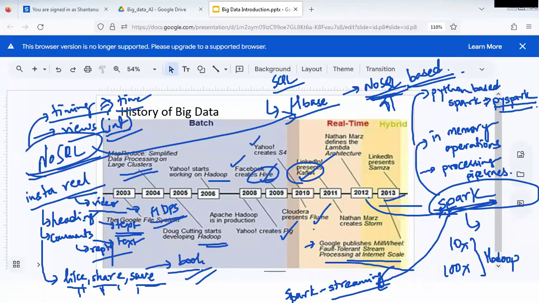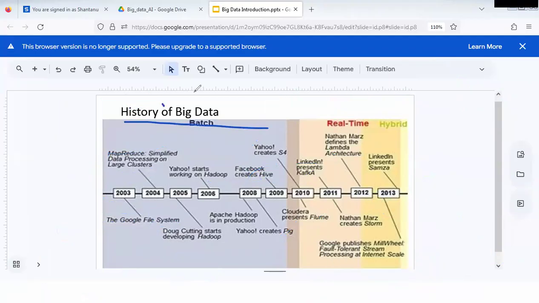So these are the softwares. We saw the history from the point of view of softwares. There is also a history from the point of view of infrastructure. We'll be talking about that. Like what is the history of the infrastructure of big data, how infrastructure kept getting built in big data.